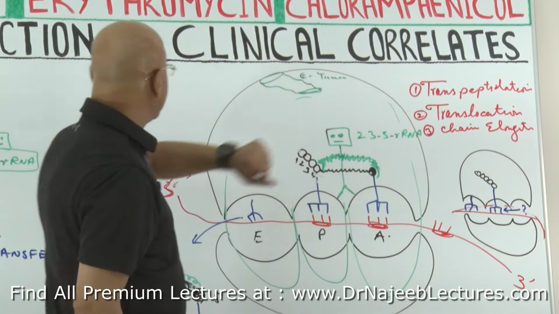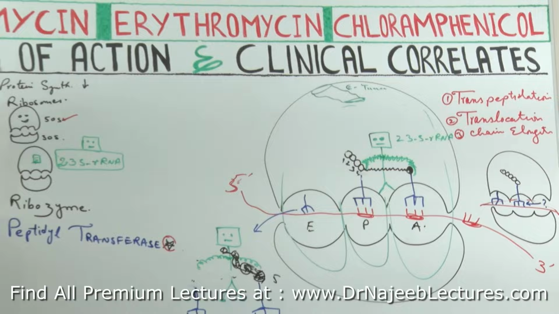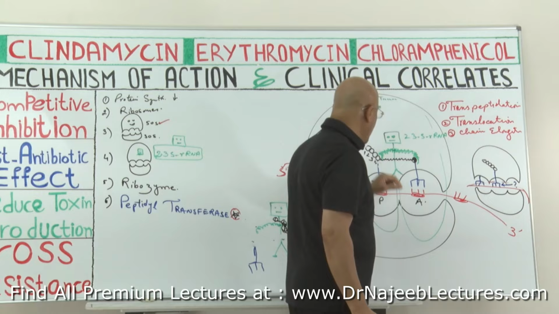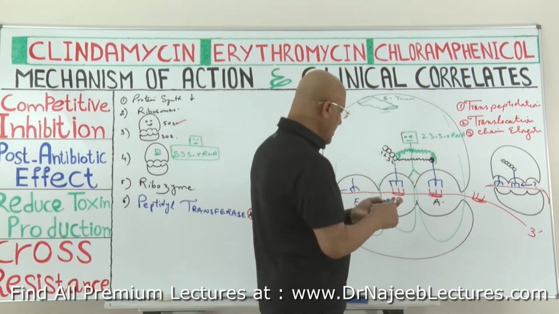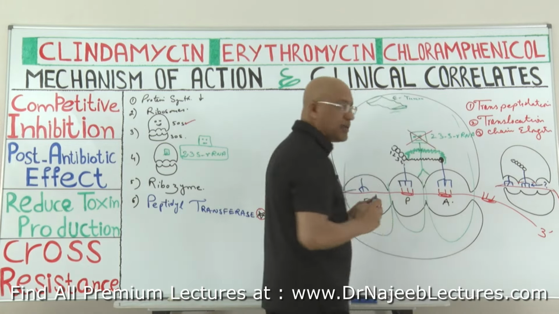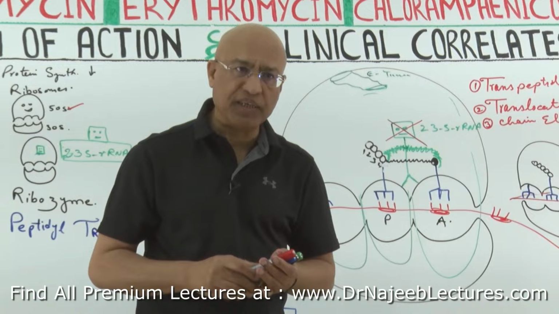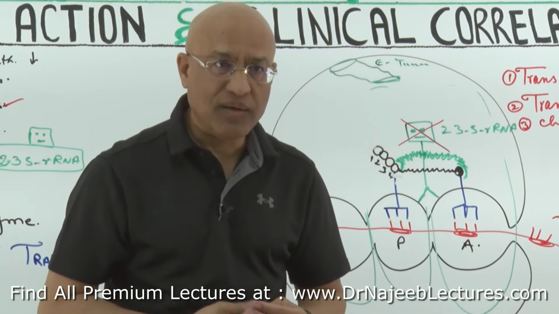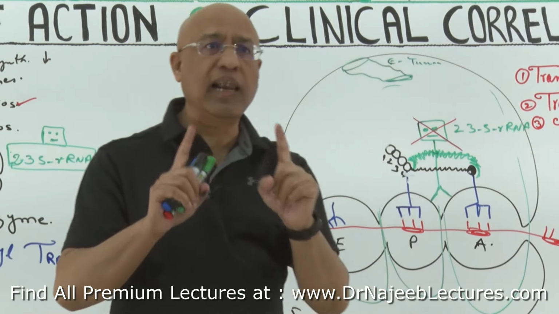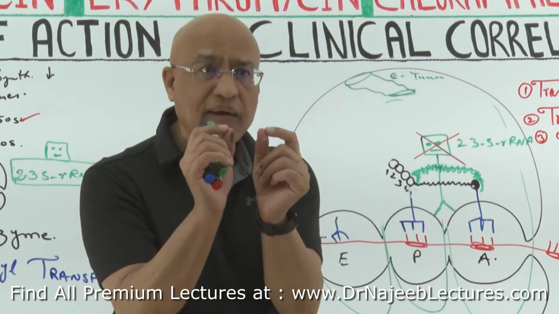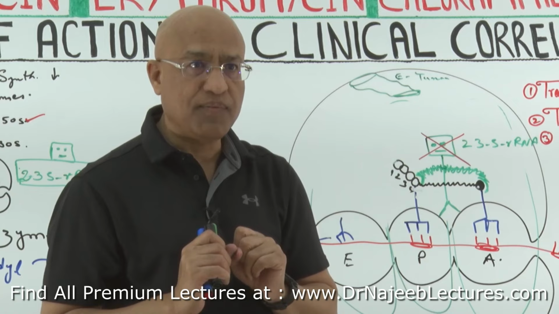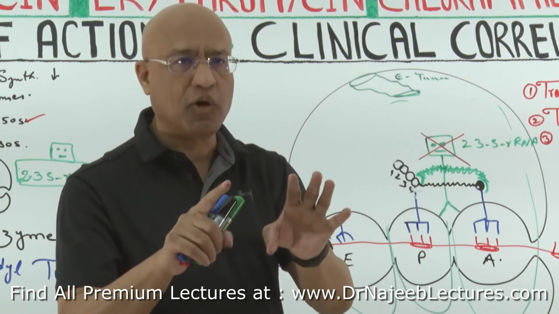Now listen, what really happens? Up to now the things are common. All three of these drugs, clindamycin, all macrolides and chloramphenicol, basically produce dysfunction in peptidyl transferase activity and translocation activity. Again, I will repeat, all three of them, this is the last common step. After that, I will tell you how these drugs differ in their mechanism of action. But up to now everything is common.